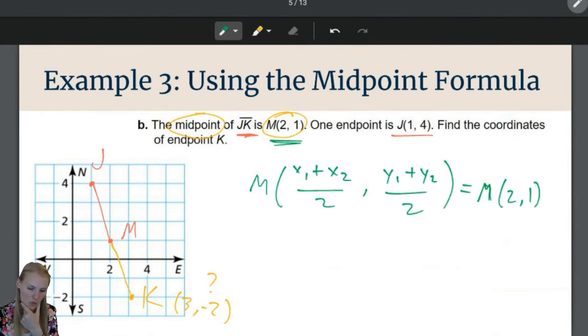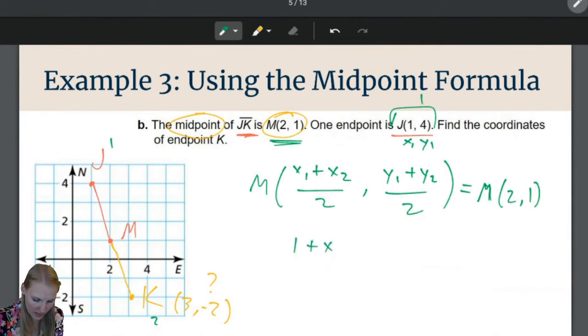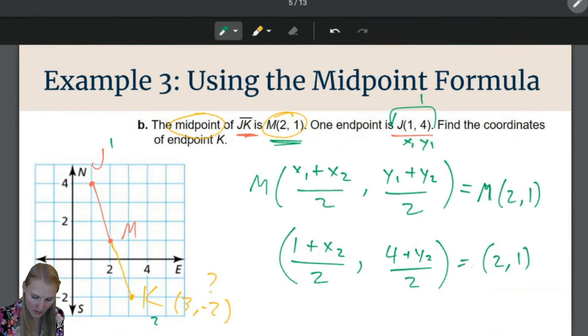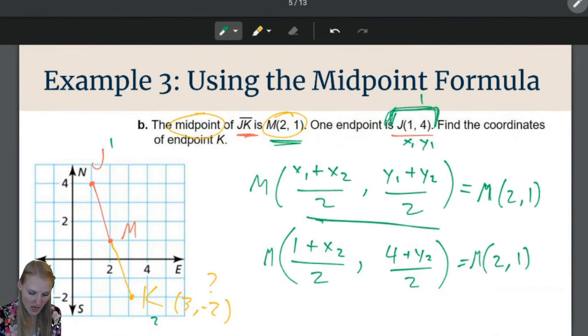Okay. Now we have one endpoint. One of the endpoints is this point right here. So when we talk about these x's and y's, one of those is coming from this point. So I have x and y, and yeah, let's call this point number 1, and K will be point number 2. So this means that x1, or 1, plus x2 divided by 2, comma, y1 is 4, 4 plus y2 divided by 2 needs to equal 2, comma 1. So what I did was I took this, and then I plugged in our point from J. I plugged it in here.